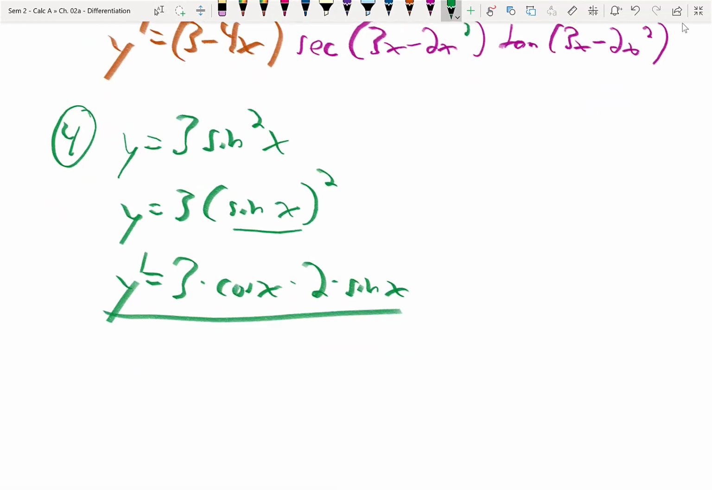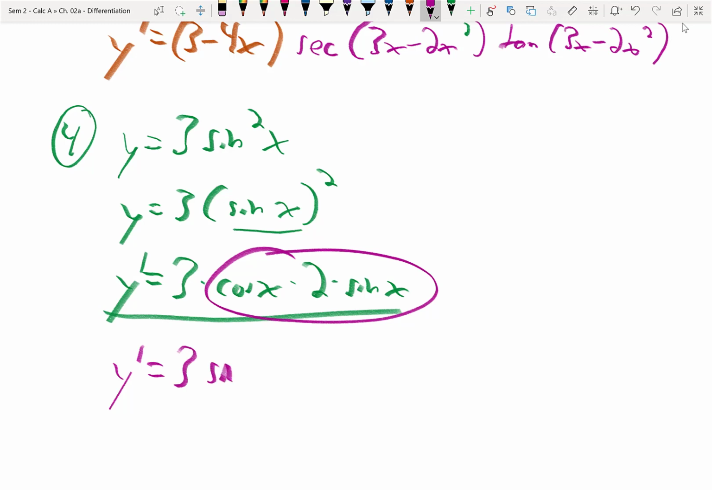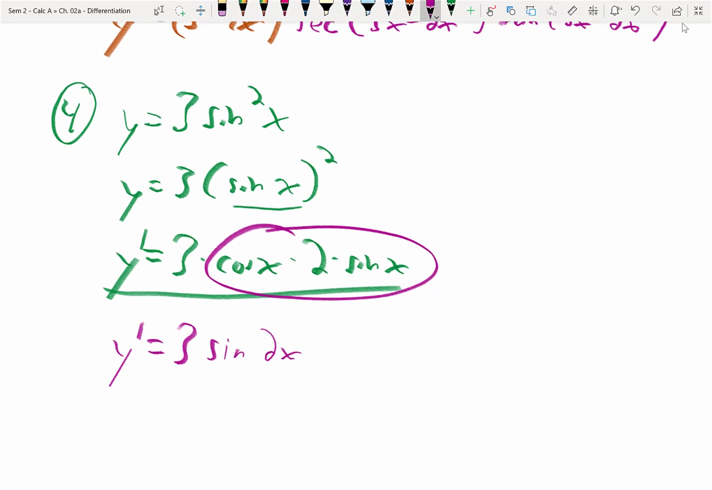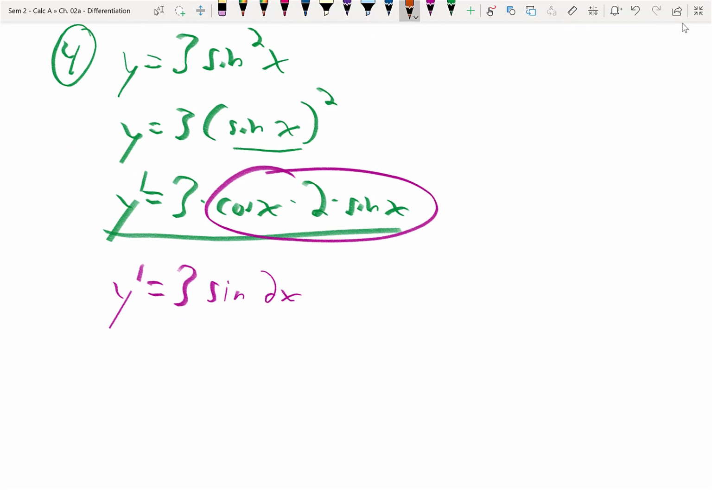So this could be a derivative, but a better derivative is to look at this and to recognize that that is my sine double angle identity. This is 3 sine of 2x. Especially because if I wanted to do a second derivative on this, y double prime, it's easier to do it off of the 3 sine 2x.